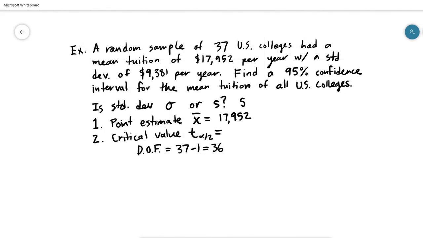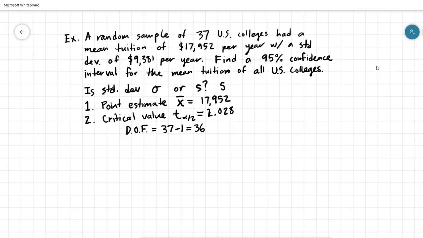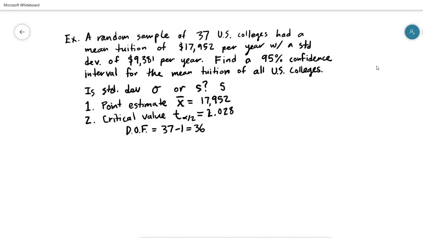So that's the number that we'll go back and use. This number right here is 2.028. And again, that is based on the 95% confidence level and the degrees of freedom, which is 36. So that's the number we'll use going forward. The next step is to come back and compute our standard error.